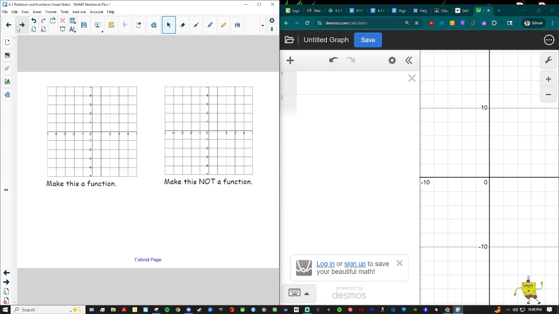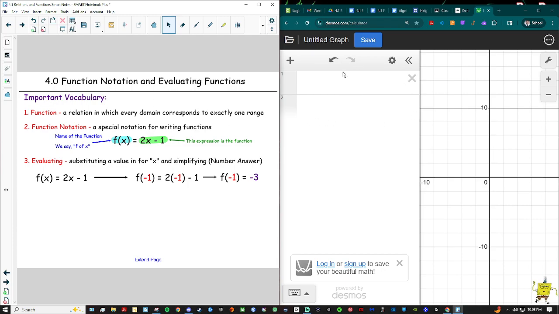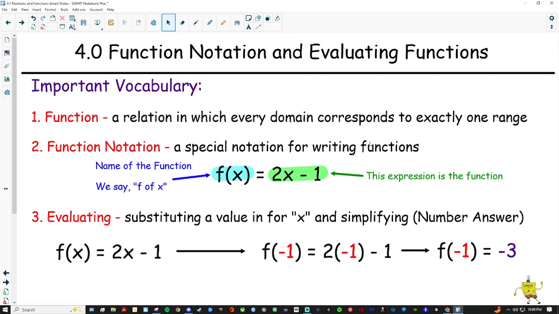The 3 pages before this, the next couple pages are evaluating by hand. We're going to skim past those and skip right to using Desmos today. So make sure you open up Desmos, split your screen, and follow along while taking your notes. So here is Chapter 4, Function Notation and Evaluating Functions. Now, let's talk about some important vocab before we whip out our Desmos.